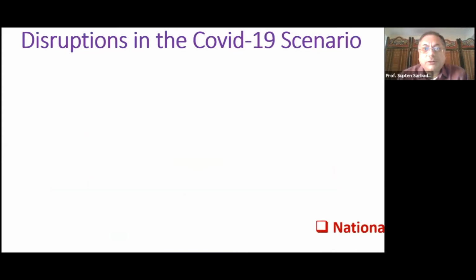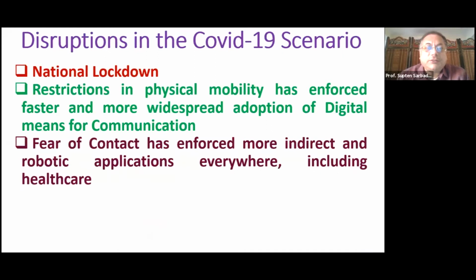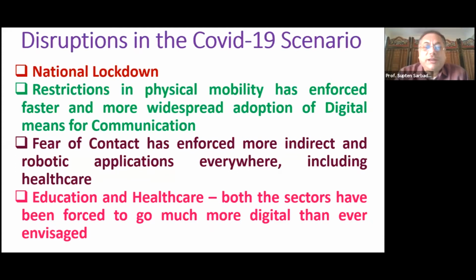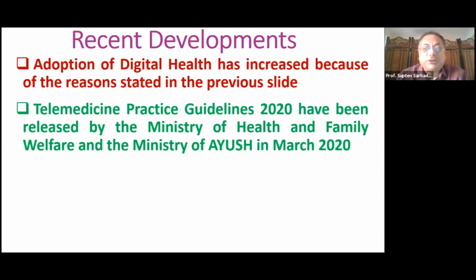So before going into that, if you look at the disruptions, what's happening in the COVID-19, because of the lockdown and restrictions and so on, one is the technology-wise, there have been robotic applications, including in healthcare. The other is education and healthcare. Both these sectors have been forced to go much more digital than was envisaged earlier. And this particular session, we are talking about education for the health professionals. So it's very pertinent that really a lot of digital disruption has happened even without our planning it. So digital health is being adopted because there's no other way.